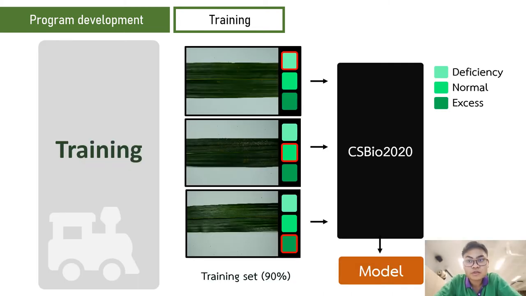We trained the model with a training set of 90% of the dataset. The inputs were images labeled with the nutrient ranges: deficiency, normal, and excess. The training was done for 200 epochs.